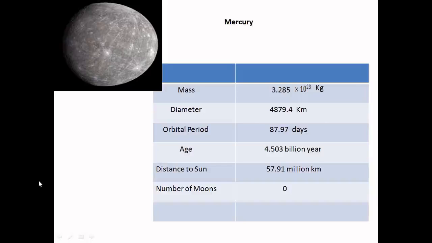Mercury is the smallest and innermost planet in our solar system, and it takes 87.97 Earth days to complete an orbit around the Sun. Mercury consists of 70% metallic and 30% silicate material, and its density is the second highest in our solar system, slightly less than the Earth's density. Its diameter is 4,879.4 km, and the distance from the Sun is 57.91 million km.